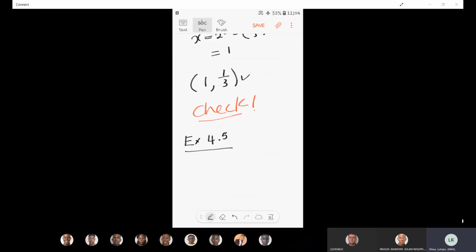So like with the previous exercise, I will do the odd numbered questions and then you can try the even numbered questions. Then you can always tell if your answer is correct or not by substituting. That's why I always say check your solutions, then you know if you're correct or not. Exercise 4.5.